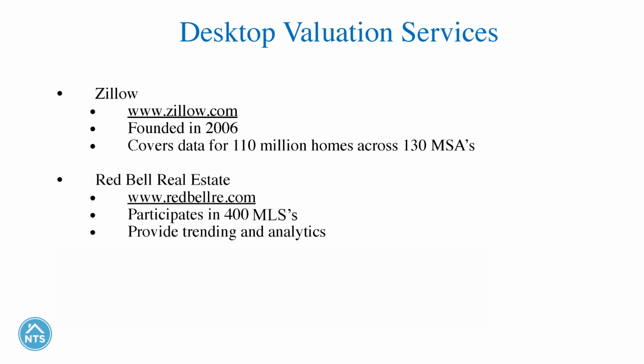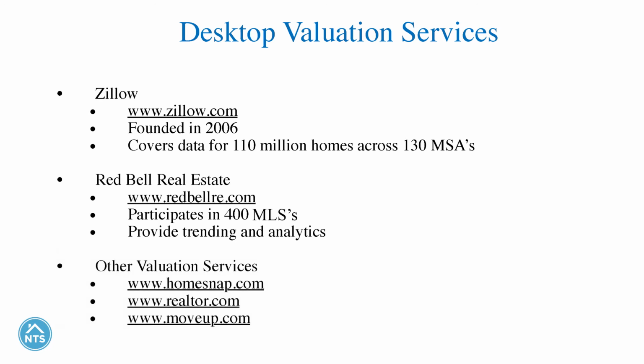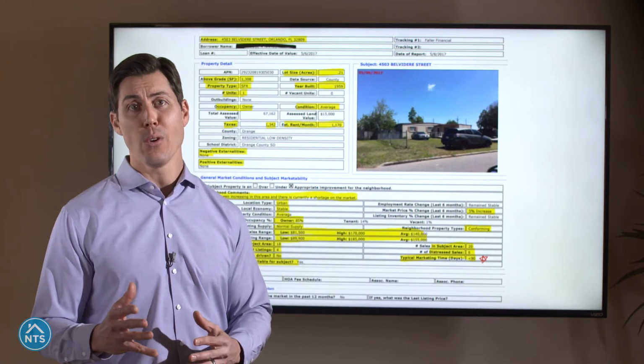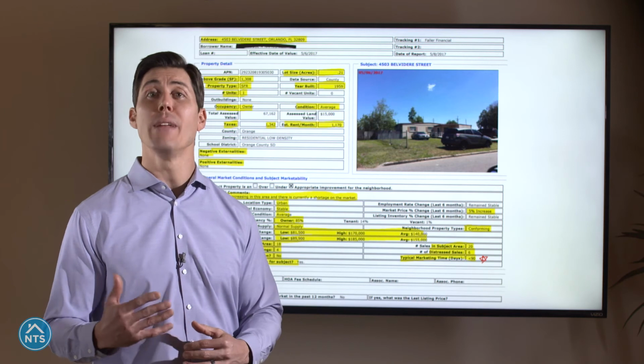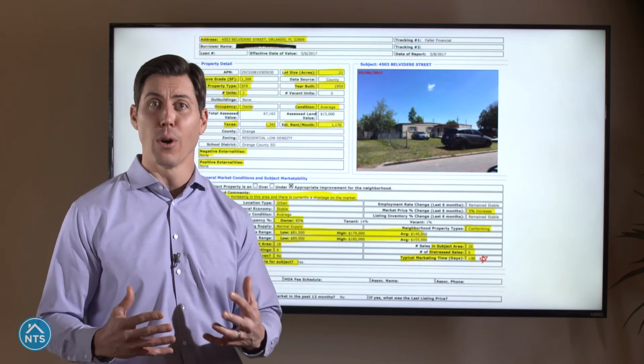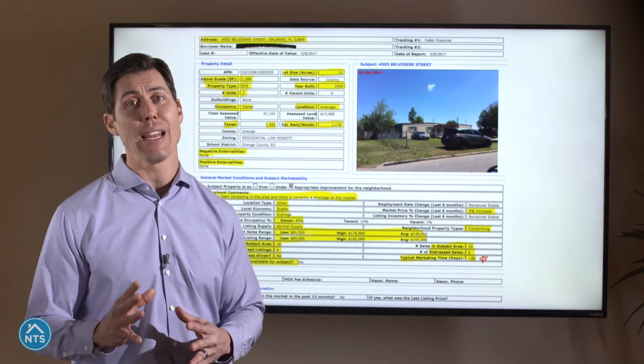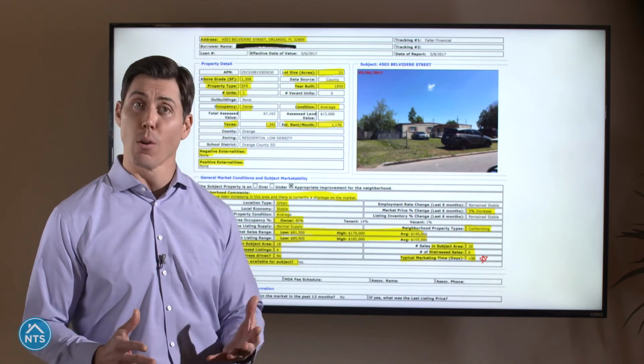Redbell is another source. Redbell participates in nearly 400 MLSs throughout the nation and can quickly provide trending information and analytics to determine the value of a home. Other online sites for valuation services that are desktop appraisals would be homesnap.com, realtor.com, or moveup.com, and there are others. Now, a desktop review can be useful for getting a preliminary value and a feel for the neighborhood when you're looking at bidding an asset, but it's generally not sufficient for getting a final value.